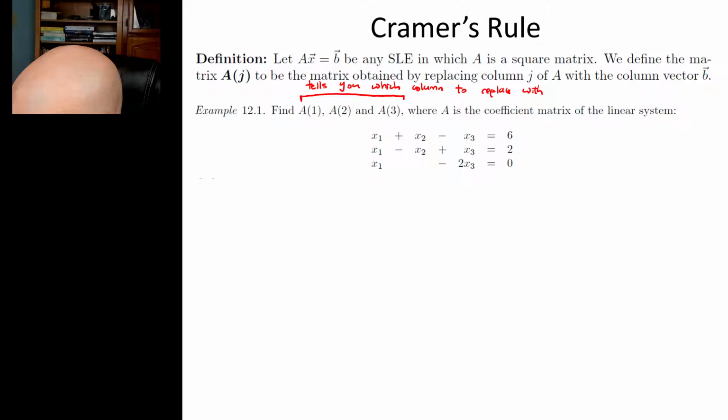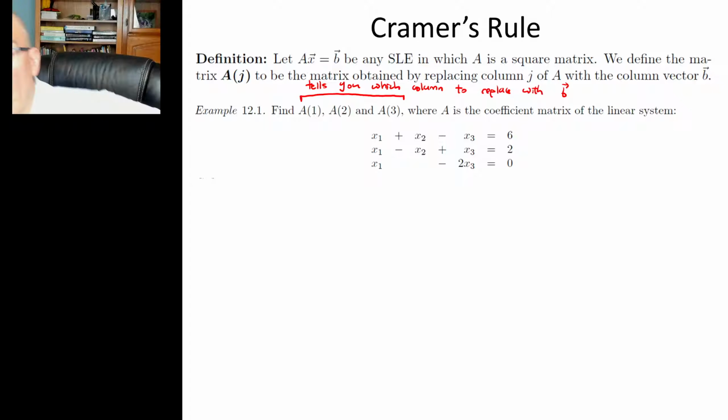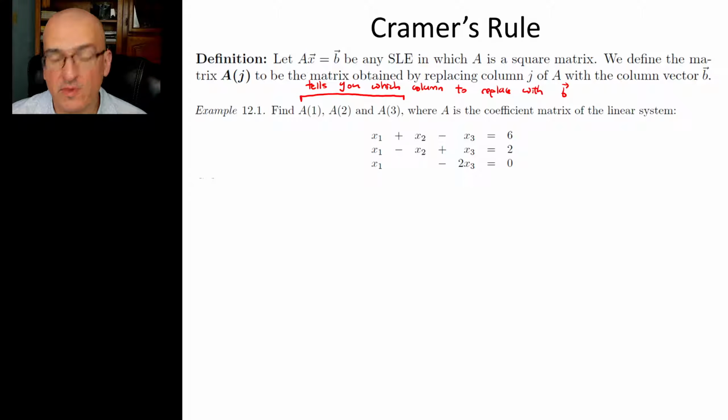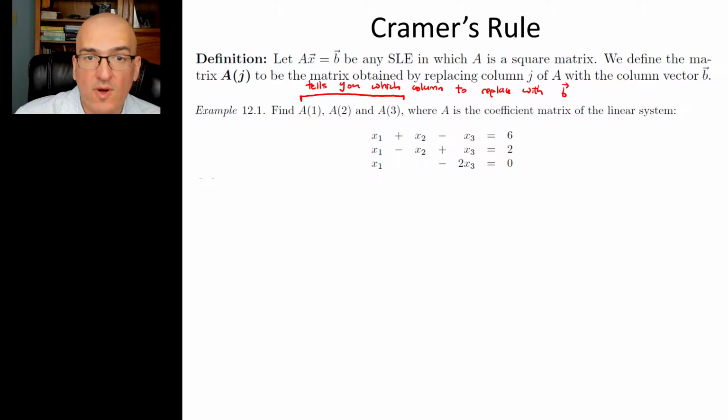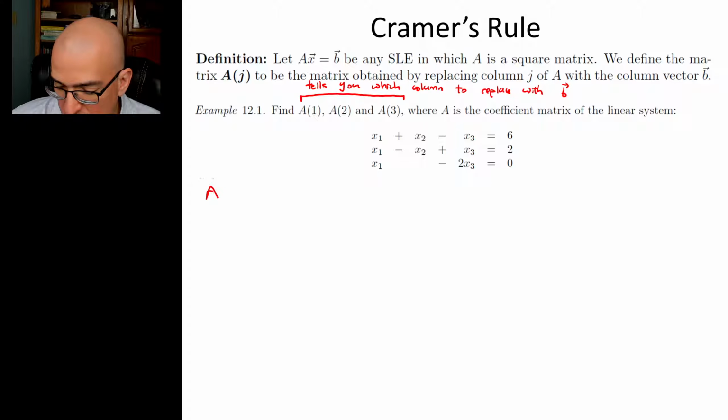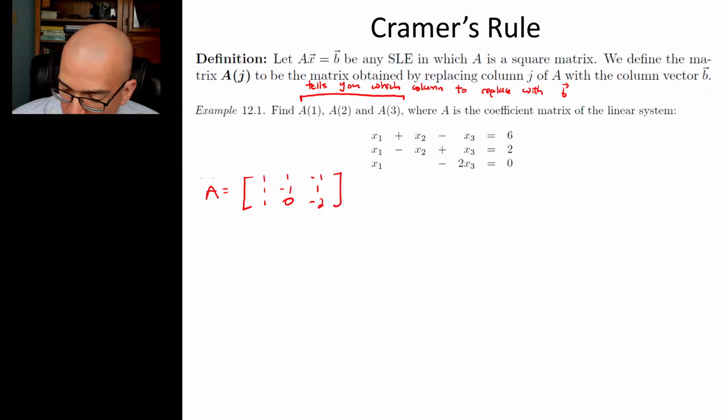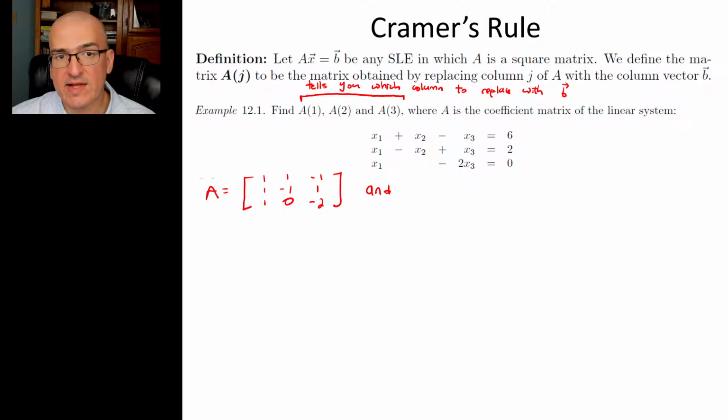And I'll identify what B is. And very important, identifying what A is. Step 1, let's extract the coefficient matrix from the system of linear equations. So the coefficient matrix has 1, 1, 1 for the first column, 1, negative 1, 0 for the second column, and then negative 1, 1, negative 2 for the third column. Now we can also extract the right-hand side, B, which is 6, 2, 0, as a column.